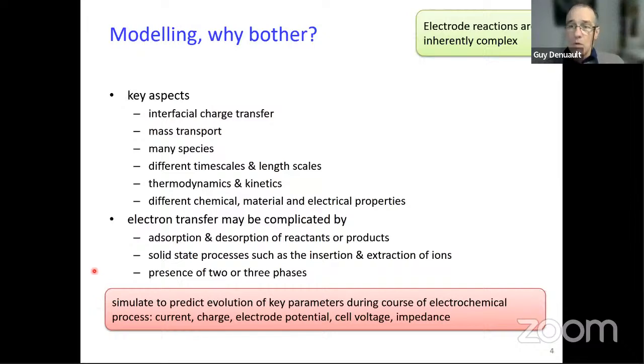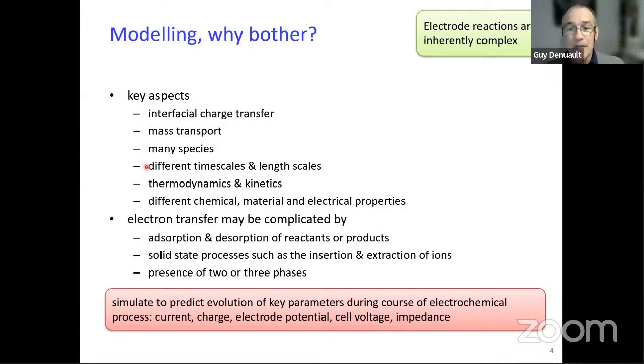So why should you get involved in modeling? Why bother, really? Well, essentially, it's because electrochemistry is an interfacial science, so we're looking at all sorts of processes at the interface, but also before and after the interface. So overall, we're dealing with rather complex situations. We have the issue of mass transport, which determines how quickly the reactant reaches the electrode surface, but also how quickly the products move away. We will see that obviously the reactions involve many species.